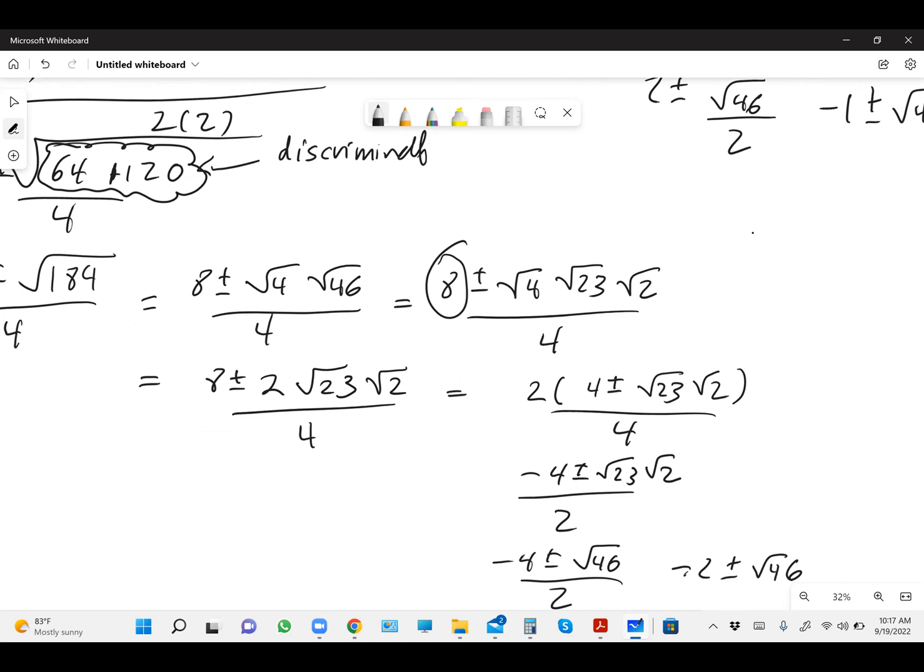Okay. And then, so 2 times 4 plus or minus, there's a 1 here. I'll write it. And then, so this is positive. All right, so that's a little bit better. Not much, but a little bit better. And then 4 plus or minus the square root of 23.